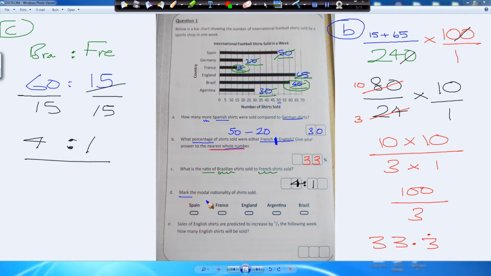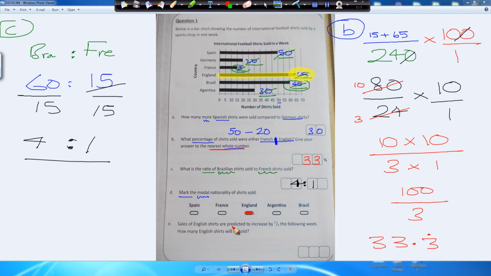So let's have a look. Mark the modal nationality of shirts sold. Right. So we said the modal value here means the most popular value. So we're looking for the tallest or the longest bar. And the longest bar is England, which gives us a value of 65. Excellent. So what should we do with England? Shade it in. We just shade it in.